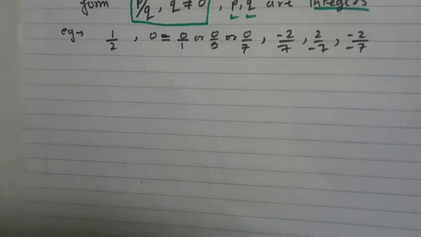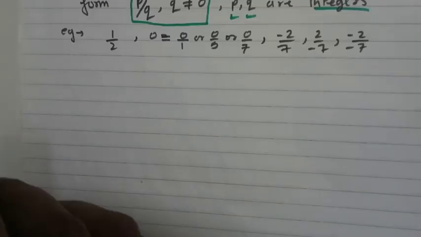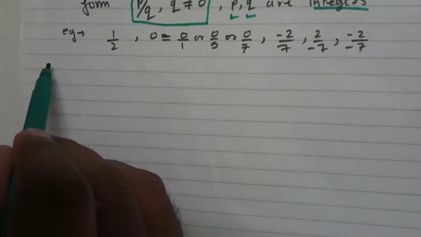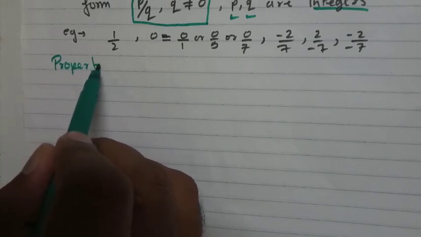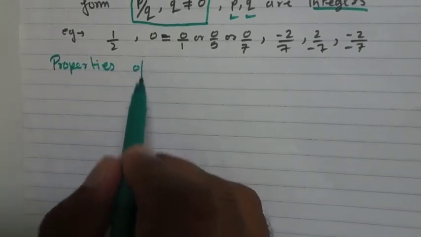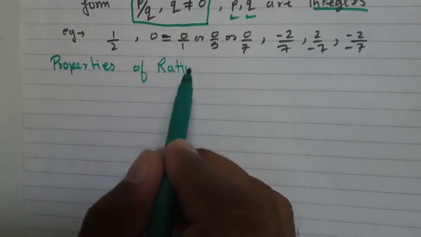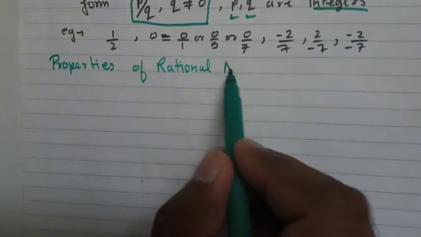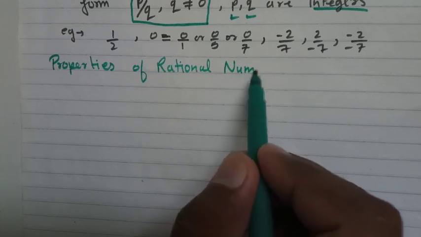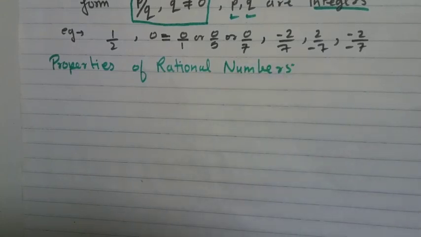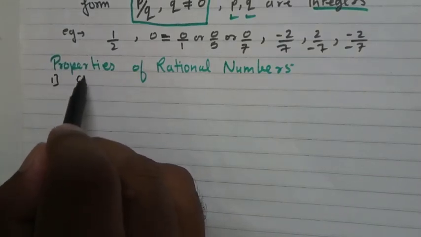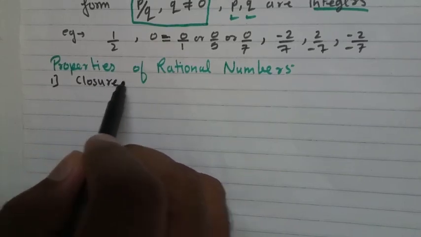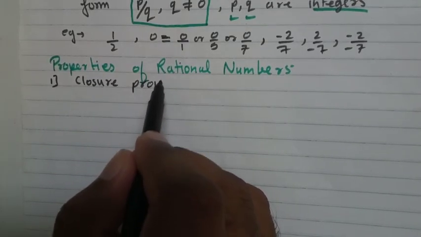Now let's move to the properties of rational numbers. The first property about which we are going to talk is the closure property.